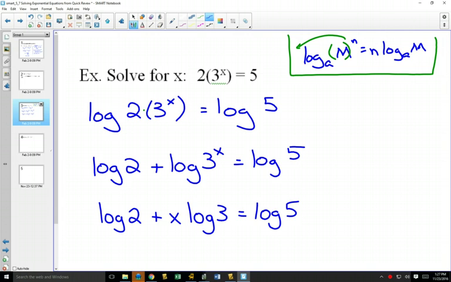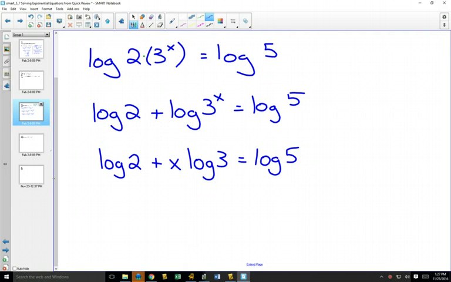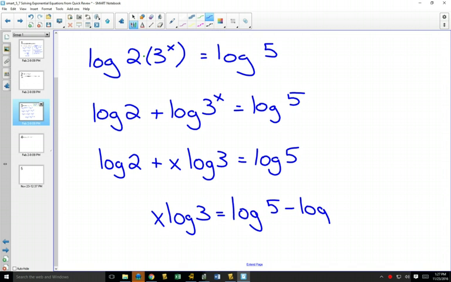So now I can bring out the x in front. And we have succeeded in step 2. We've used our log laws to get x out of the exponent. Once we're done this, we need to use algebra. You want to get x by itself. So I'll keep the x log 3 on the left-hand side. I'll subtract log 2 on both sides.